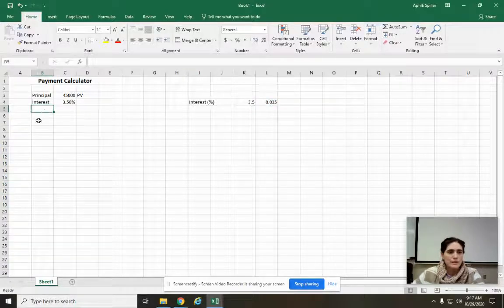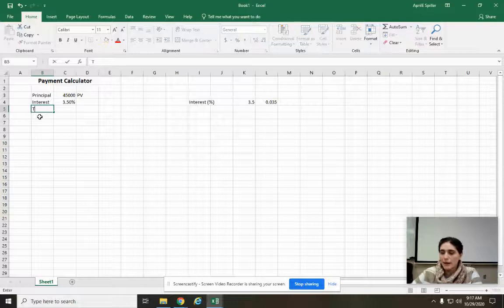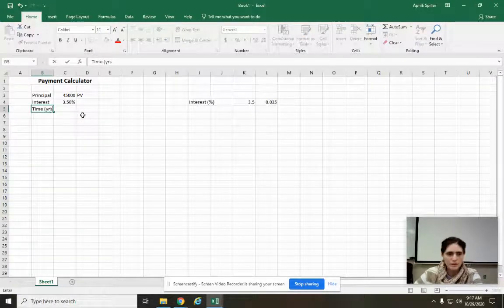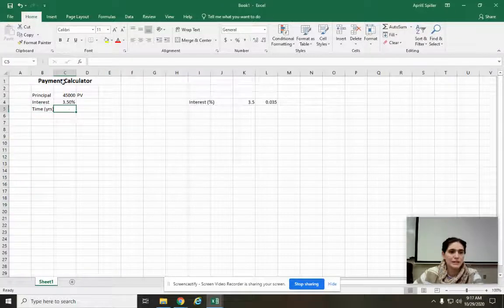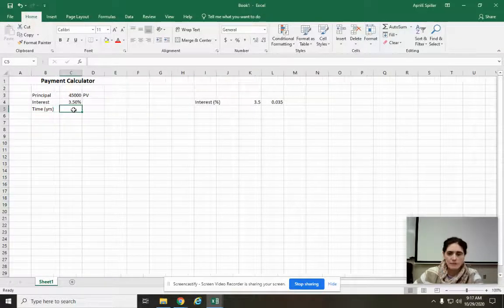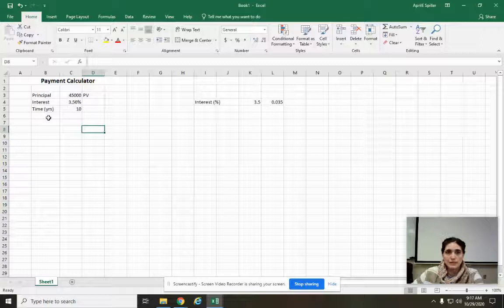The next thing you need is time. This is going to be in years. Let's say I'm paying my boat off over 10 years, so I'm going to put 10. That's our main input values. From here on, we're going to be doing other things.